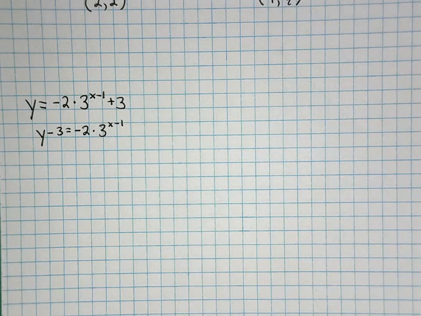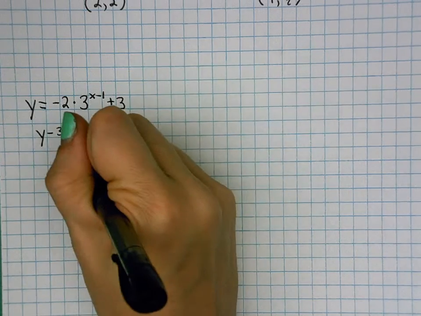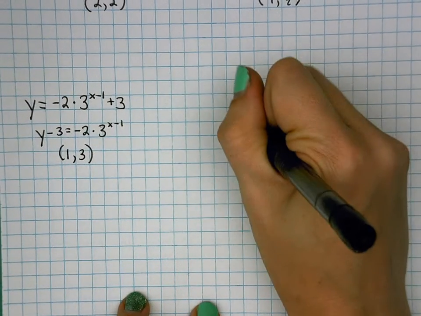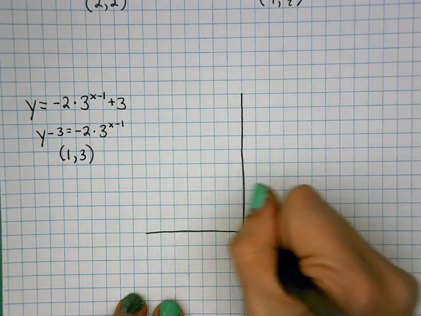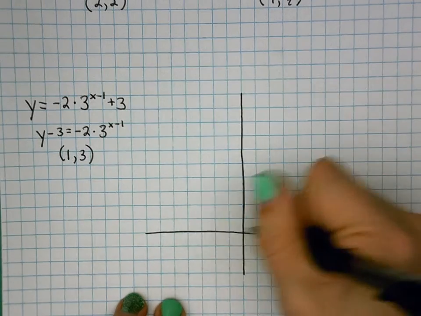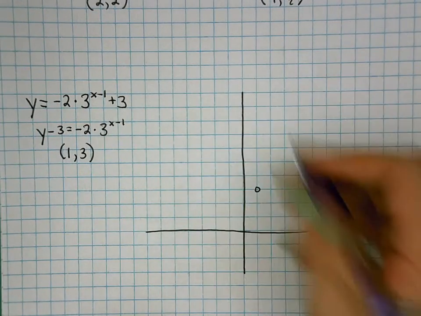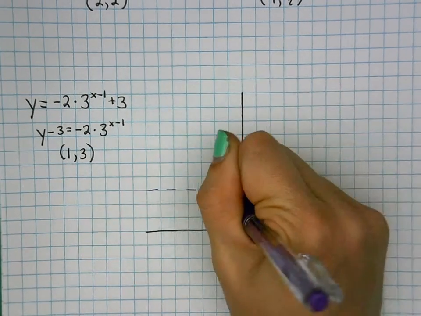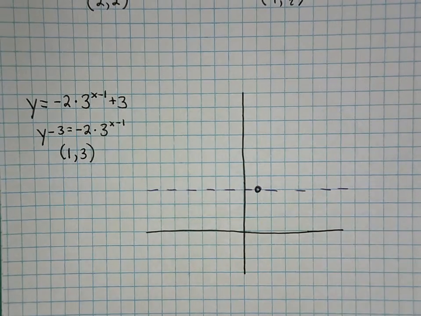My ordered pair then, x is 1, y is 3. That's my asymptote. X is 1, y is 3. Oh, let me put that in purple. Make a distinction between the asymptote and the rest of the graph. Then you have to plug in 2 points.